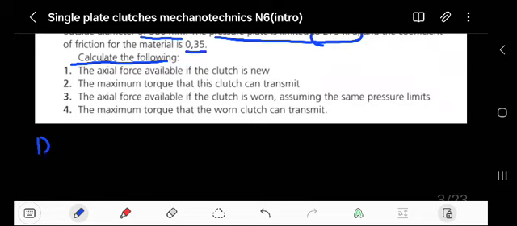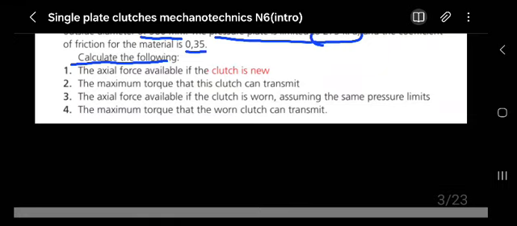Number one says the axial force available if the clutch is new, guys. Oh, that is very important. New. Remember, I said we're dealing with two theories here: old clutch and new clutch. When the clutch is new, which theory are we dealing with? Uniform pressure theory.